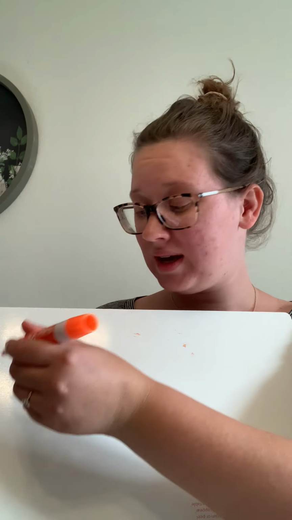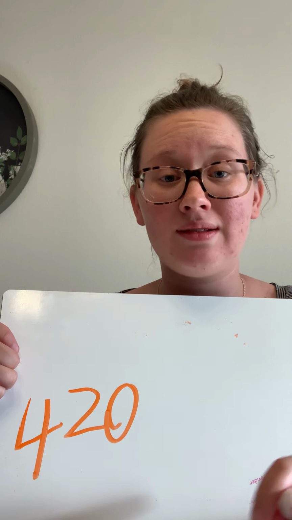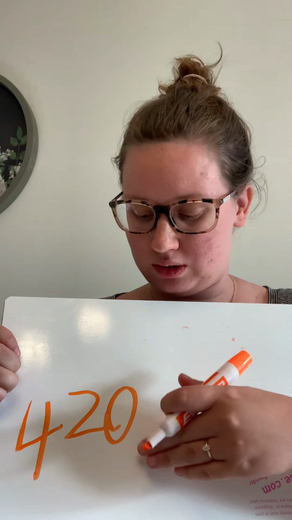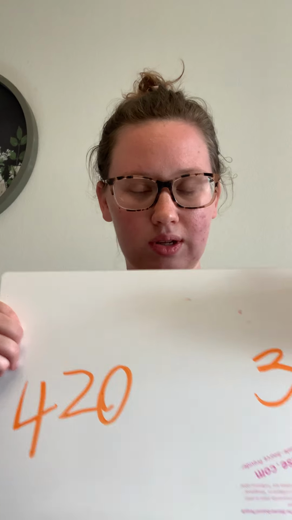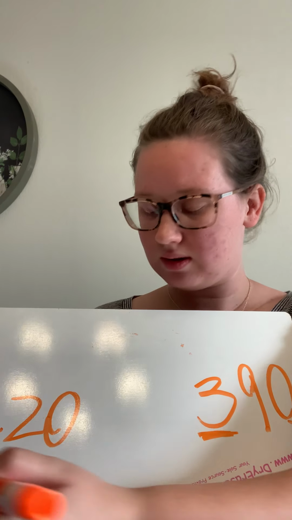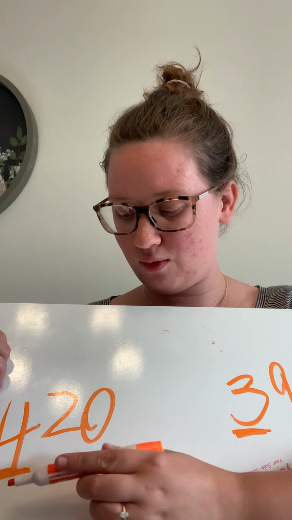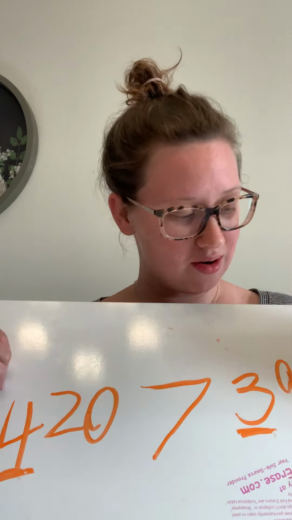So 42 tens, that's actually going to be 420. If you don't believe Miss Clower, draw out 42 tens and count up to see it. And then 390. So there's my two numbers. Underline your biggest place value, which is your hundreds place. Which one is greater, 420 or 390? We have a 4 here, so that tells me that 42 tens is greater than 390.